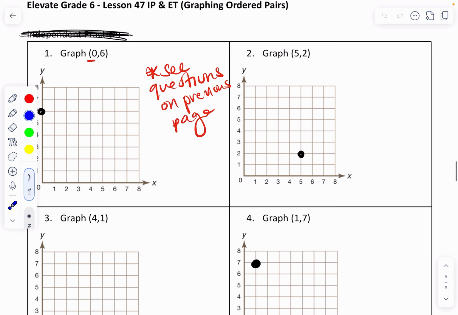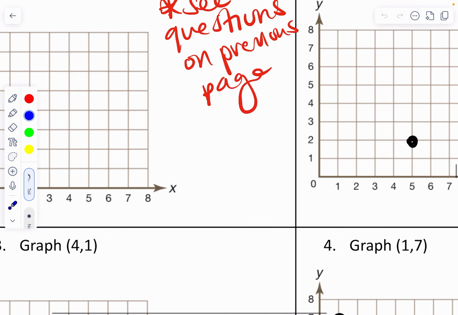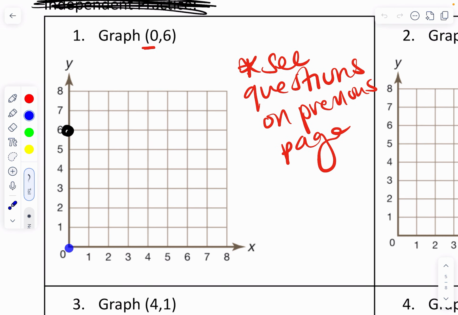Same thing with question 1 here. The only thing different is that students starting at the origin need to know that the 0 is telling them that they are moving no spaces to the right. So if I'm moving no spaces to the right, then what does that mean? That means I'm already where I need to be. Okay, great. Now what does the y coordinate tell us? It tells us we need to move 6 units up. Okay, so that means I move no units to the right, but I move 6 units up. 1, 2, 3, 4, 5, 6.